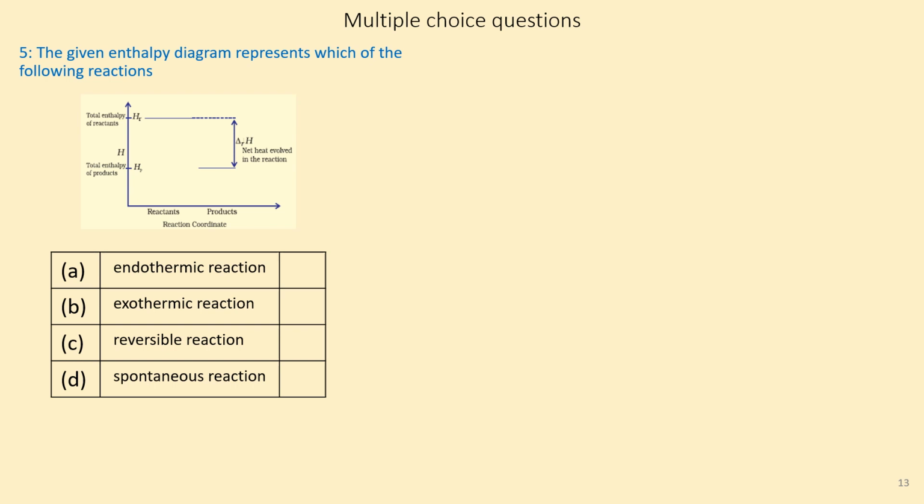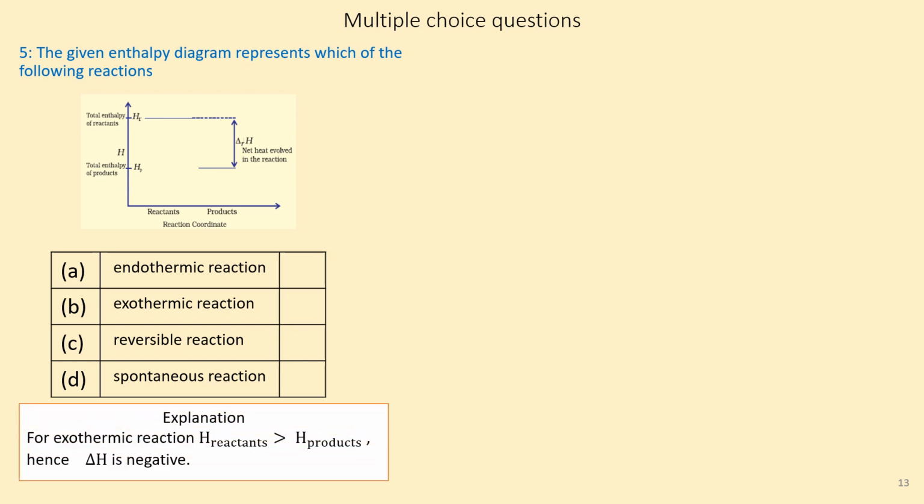Endothermic reaction, exothermic reaction, reversible reaction, and spontaneous reaction. Pause the video, analyze, and I will give the answer. For exothermic reactions, H of reactants is greater than H of products. Therefore, delta H is negative. So the correct answer is exothermic reaction. Please mark it.